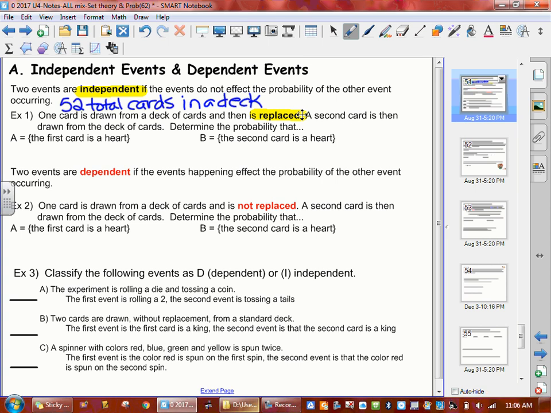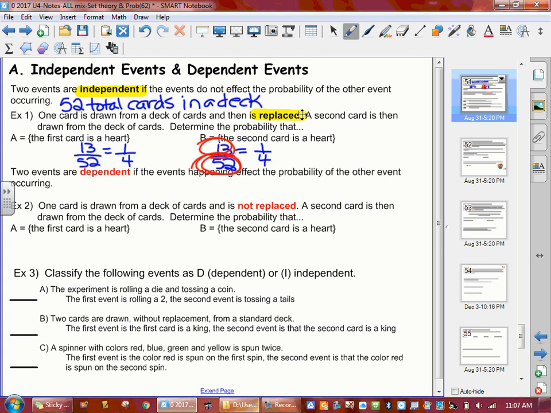If we're not changing the totals, then there is nothing different in terms of my probabilities. So, my first card is a heart. Well, I have 13 hearts out of 52. If I put it back and I take out another card, there's still a 13 in 52 chance that I'm going to get a heart, which is 1 in 4. So I still have a 1 in 4 chance that I can pull out a heart. My first event did not affect the second event. The bottom number and the top number did not change.